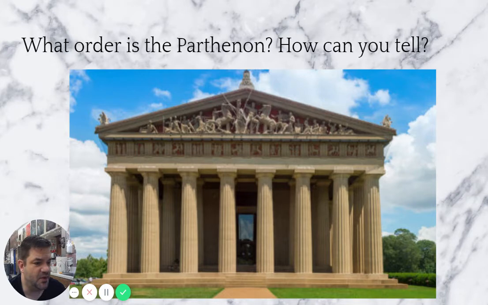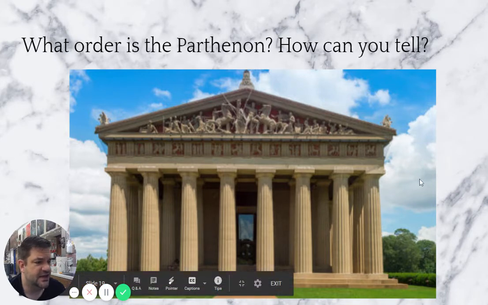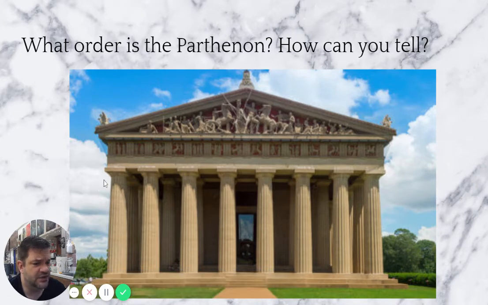So if we take a look at a reconstruction of the Parthenon, and I believe this is housed in Tennessee, that you can go and visit. You can see, if you look at the capitals of the columns, no scrolly scrolls and no acanthus leaves, so it has to be Doric. Also, we've got these triglyphs and metopes alternating across. So we can tell that this is a Doric temple.